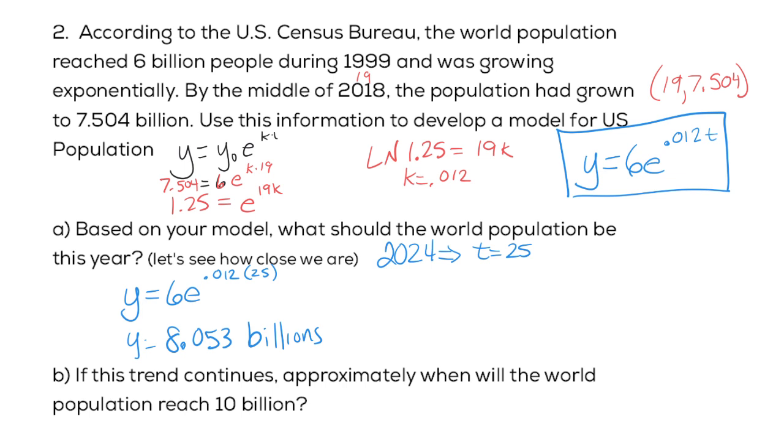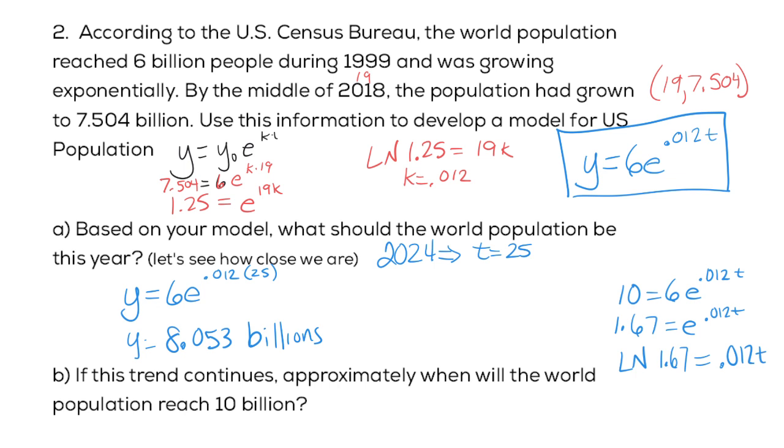All right, if this trend continues, when will the world population reach 10 billion? Okay, now you're doing a problem in a different direction because now you know the y. I'm going to come up here where I have a little bit more space to work. So I have 10 billion equals 6 e to the 0.012 t. Solving for t here. So 10 divided by 6 is going to get you your 1.67. And then we're going to have to switch this again to a natural log of the 1.67 number equals your exponent.